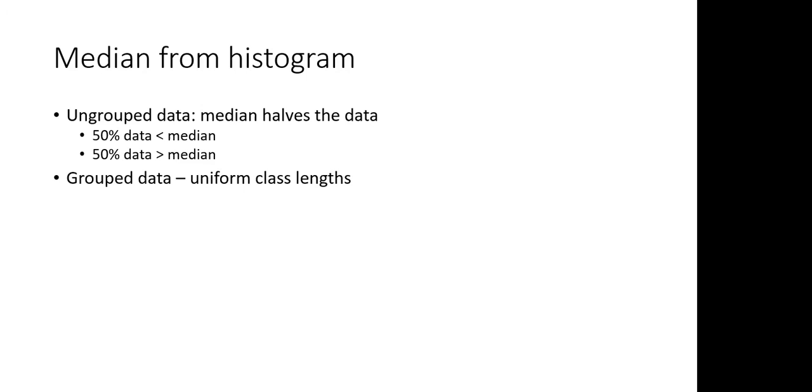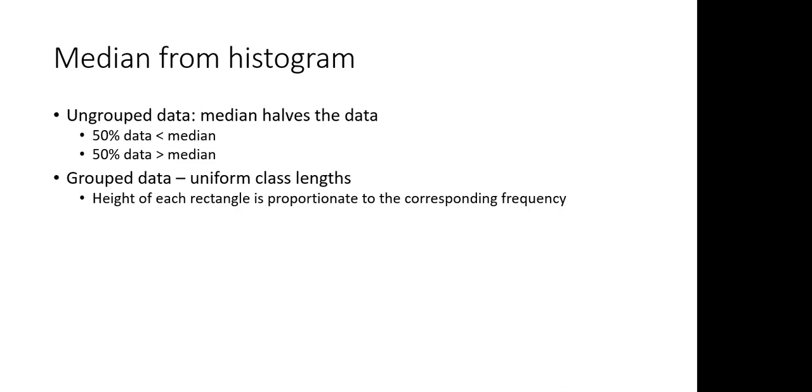Now consider grouped data with uniform class length. Now, this is something I had already mentioned. Height of each rectangle is proportionate to the corresponding frequency. If you don't have uniform class length, then this next point doesn't hold. That's where the frequency density comes in, etc. So let's not get there, because most of the time we do get uniform class lengths.